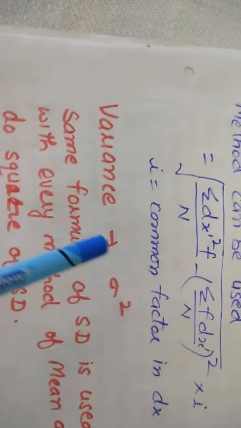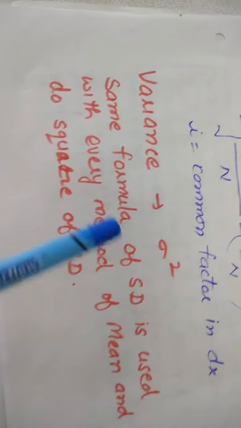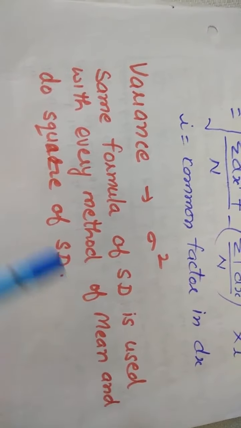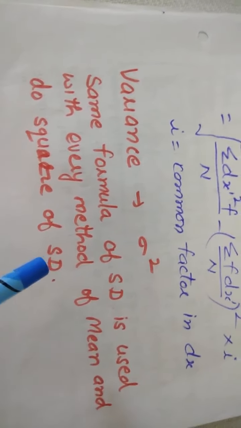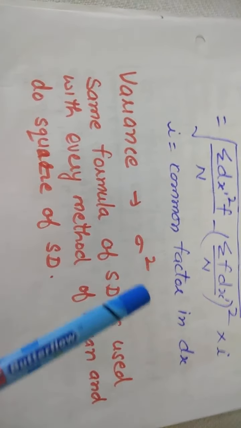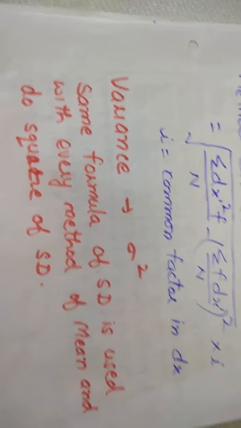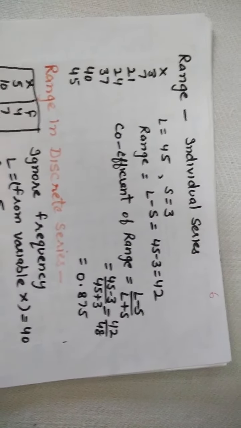Next is variance. Variance is defined as square of standard deviation. Same formula of standard deviation is used with every method of mean and do square of standard deviation. Means first calculate standard deviation, then square the standard deviation, and that will be called variance. So these are the different methods, formulas used to calculate dispersion, different forms of dispersion.